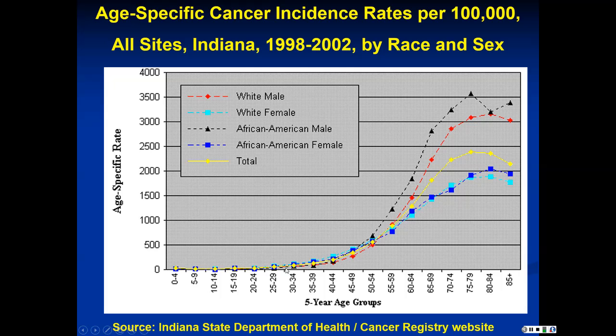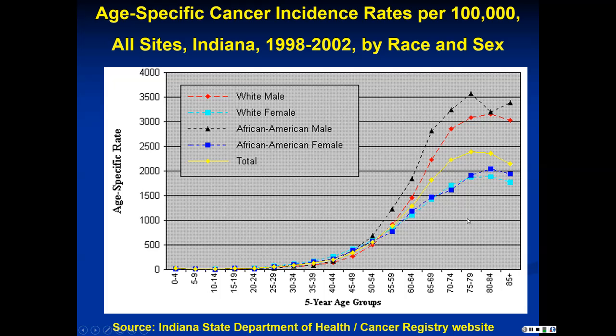And the African American females are shown in the dark blue, and the pale blue is the white females. And we can see that the rates for black and white females run close together in almost every age group until we get over age 75, and then the black females, the really elderly black females, have the highest rates.